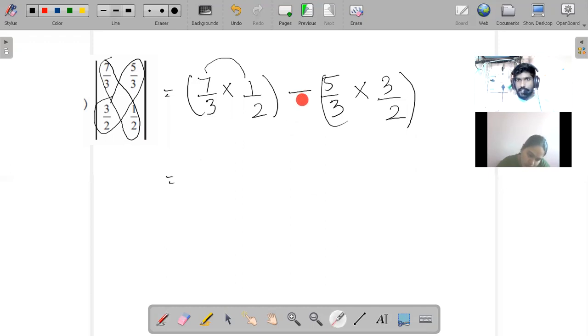Also, not one thing, there is a minus sign. So after this, in the next step, you have to equalize the denominators if they are not equal. But 7 upon 3 into 1 upon 2 will equal 7 upon 6 only. Yes, and then a minus sign.